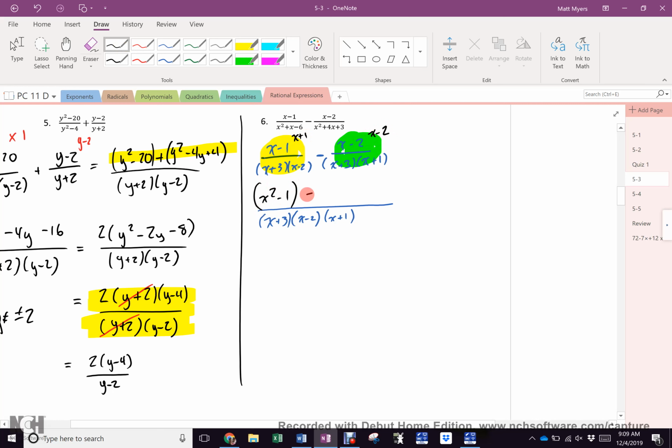Agreed? Minus, what's that? See if you guys can do that one this time without messing it up. Minus 4x plus 4, yeah? Now simplify. What's x squared take away x squared? It's not a trick question. 0. What's negative 4x? 4x. What's negative 1 minus 4? Over. Are we done?